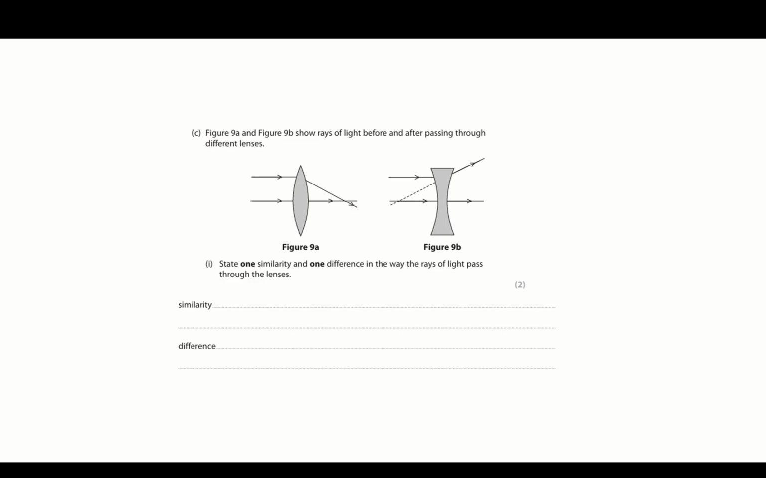Next one, we've got rays passing through different lenses. So A, that shape is a convex lens, and we can see it brings rays to a focal point. This one is a concave lens, and we can see we use the focal point in front. This is spreading out the rays. So convex lenses converge, concave lenses diverge. So give us a similarity. Well, they're both refracting light. They're both bending light. So both refract light.